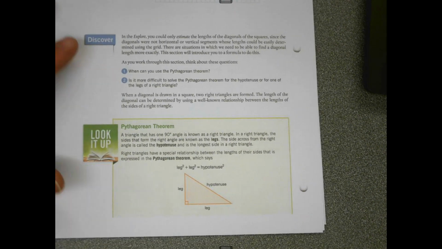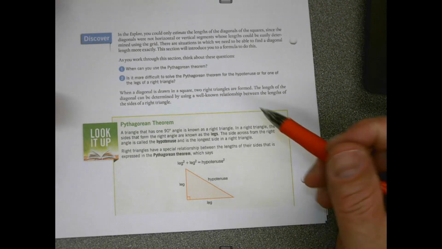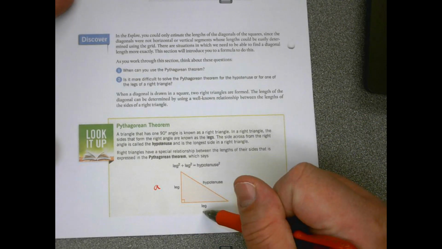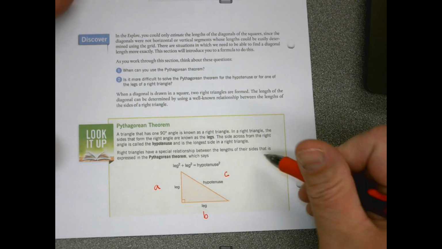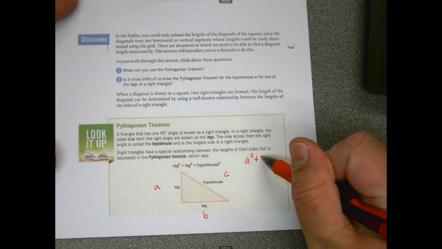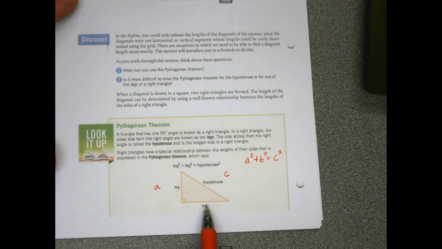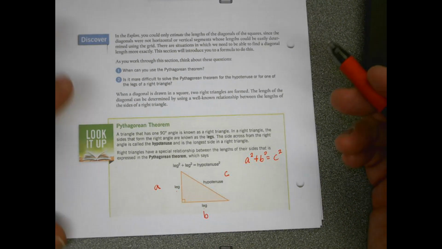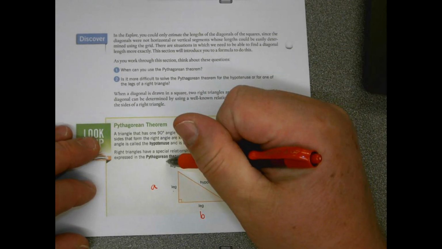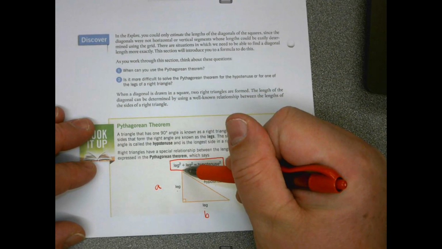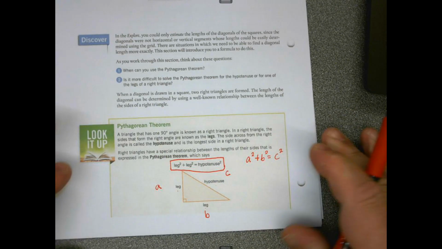So the formula for the Pythagorean theorem is a squared plus b squared equals c squared, where a and b are the legs of the right triangle and c is the hypotenuse. I actually prefer that this formula be used rather than A, B, and C. But that's up to you.